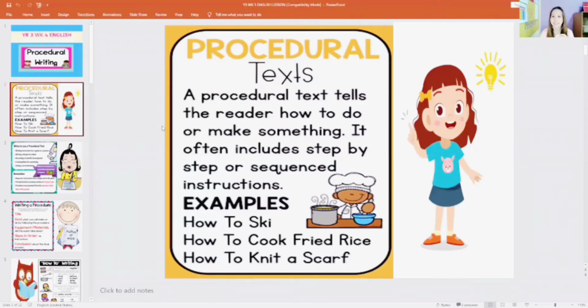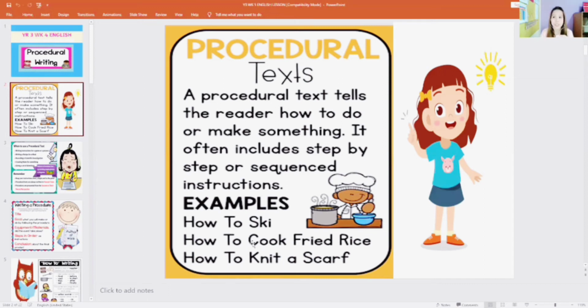Procedural text. A procedural text tells the reader how to do or make something. It often includes step-by-step or sequence instructions. So that means if you're going to make a procedural writing or text, you are going to do it step by step, from the start until the finished way of doing something so that you can create a product.